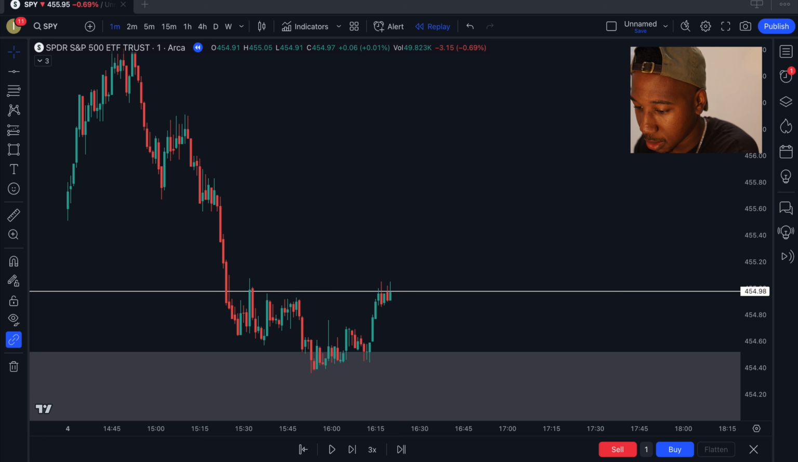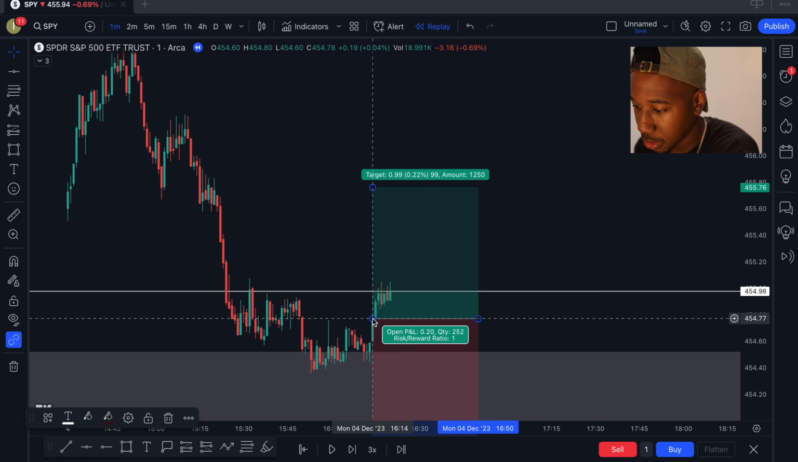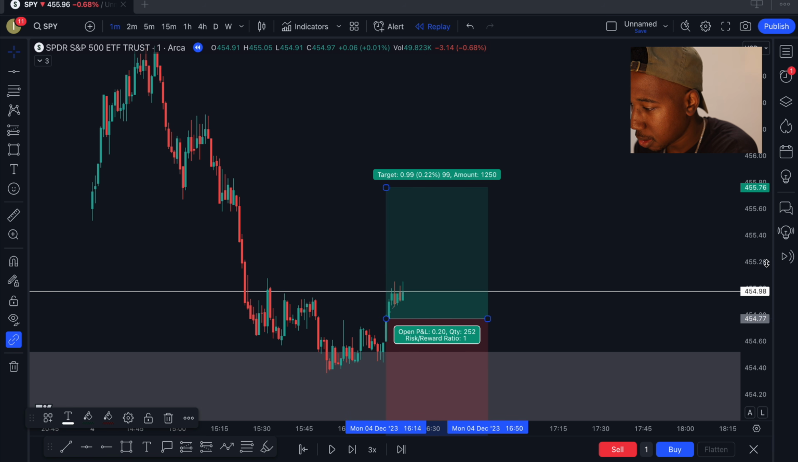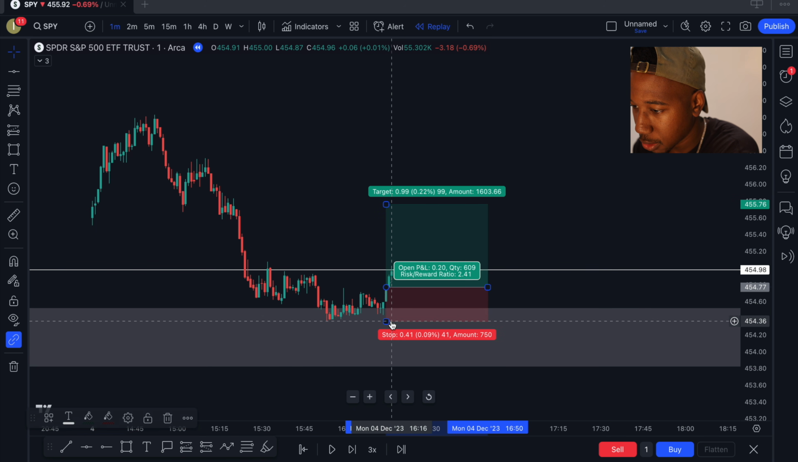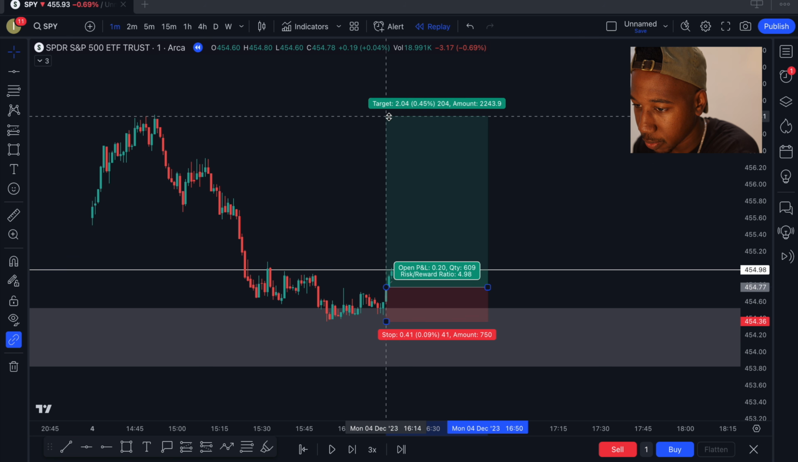Here, let me move this up so you can see. I'm going to take this long tool. My entry is right here. I'm going to take my stop loss, put it right here at the lows, and I am going to target the highs.